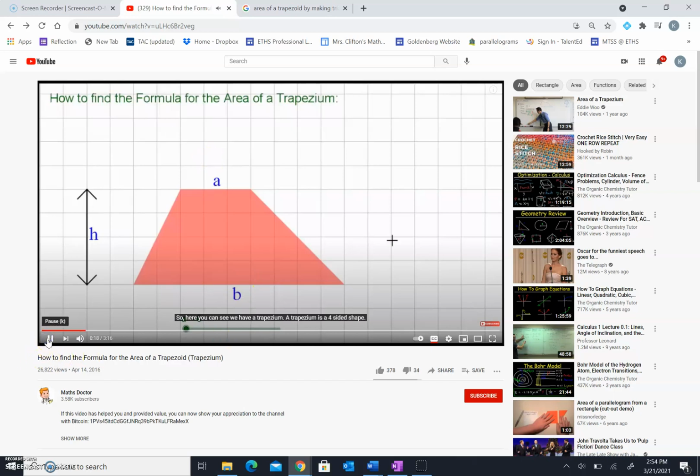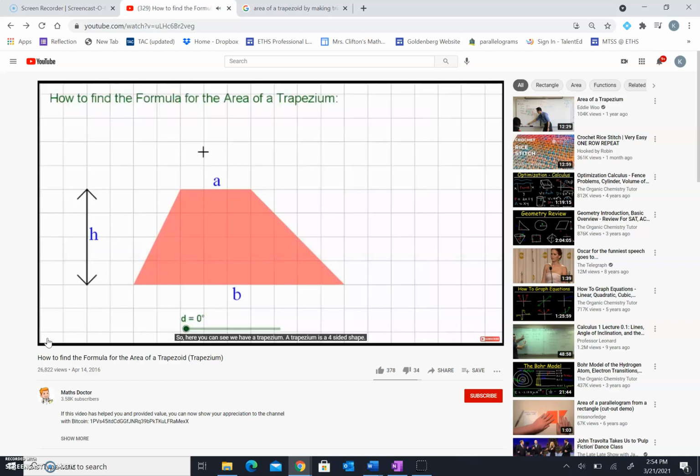So here you can see we have a trapezium, and a trapezium is basically a four-sided shape, so it's a quadrilateral with one pair of parallel sides. And in this case the parallel sides we've labelled A is that top one and B is the bottom one. Now the only other letter that we use is H, that is the perpendicular height. Now it's not the sloped height, it has to be the perpendicular height of the trapezium.